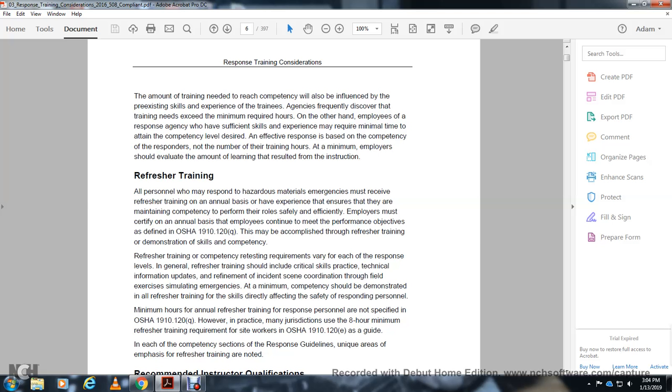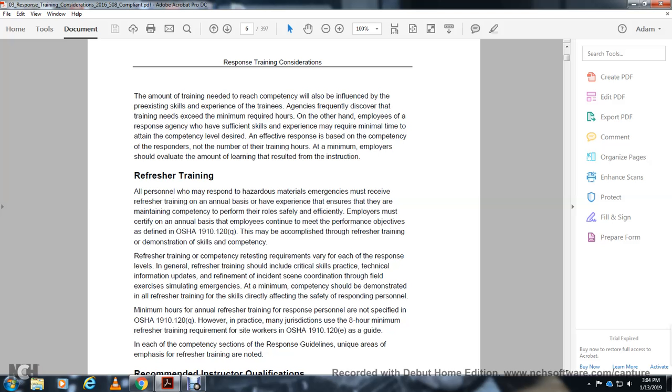Refresher training, competency testing, and retesting requirements verify each response level. The general refresher training should include critical skills practice, technical information updates, refinement of incident scene coordination from the field, and exercises simulating emergencies. Minimum competency should be demonstrated in the role, with refresher training directly targeting skills of effective response personnel.